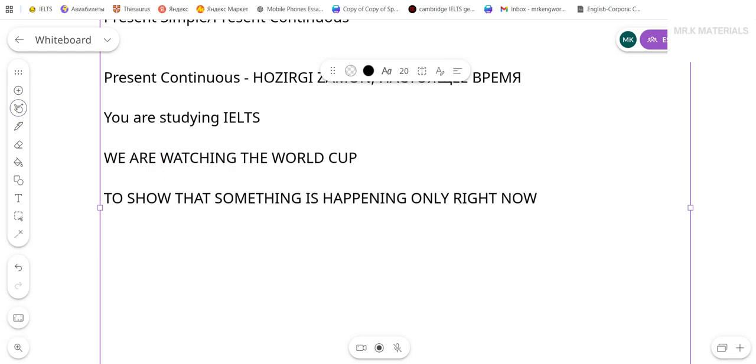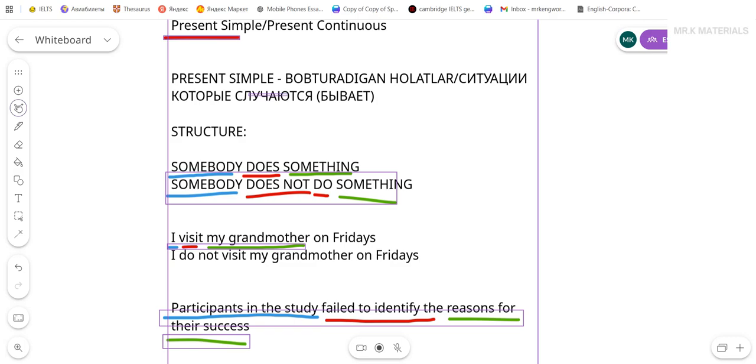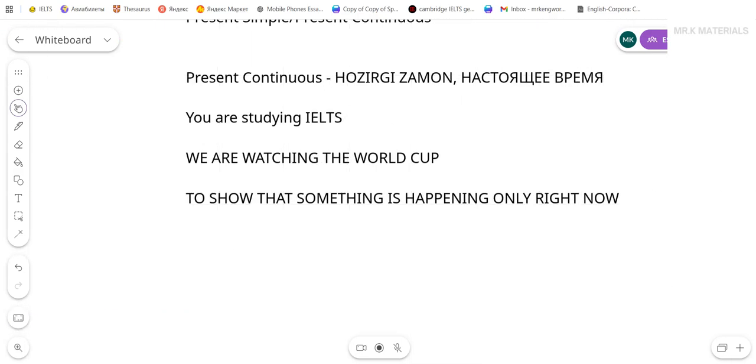So here it fully depends on what you want to show. Do you want to show that it happens only now? Or do you want to show that it is something that happens usually, like regularly? And this can also be present simple and can also be present continuous. It's going to fully depend on your meaning. All right, let's look at the structure.